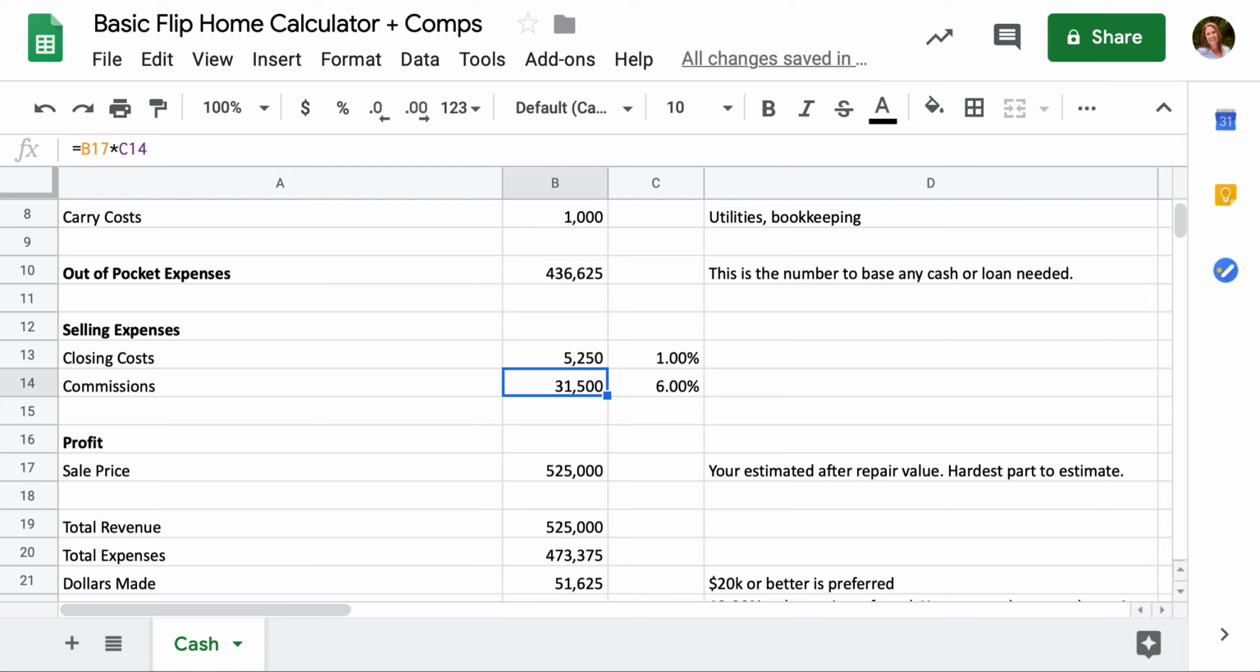So we've got selling expenses, closing costs, and commissions. I don't put that up with out-of-pocket expenses because the commission and closing costs on the eventual resale come out of the proceeds.